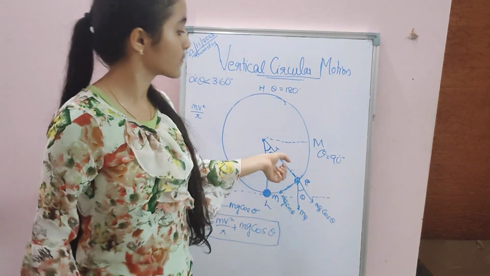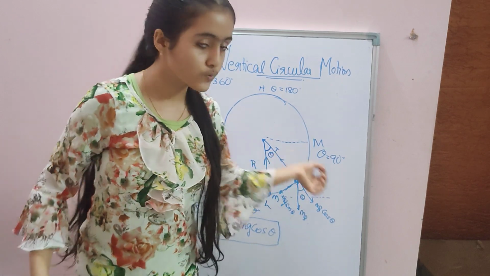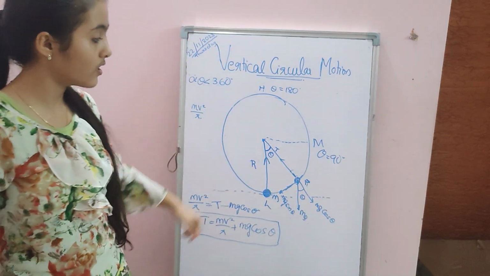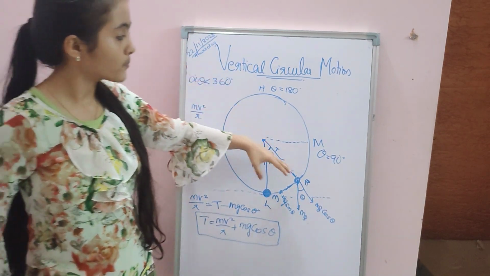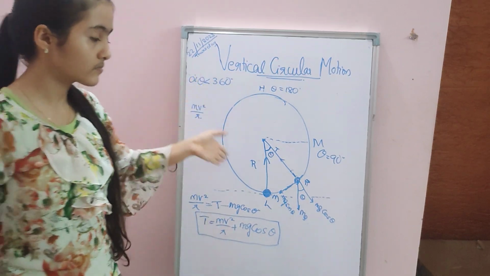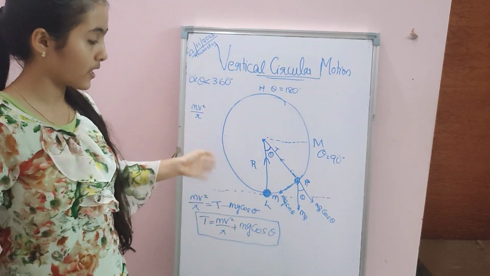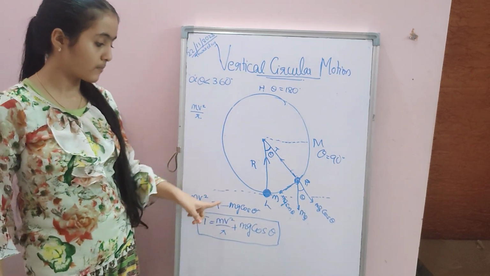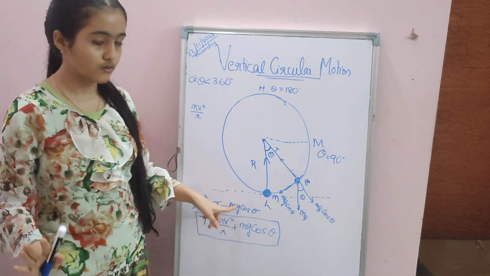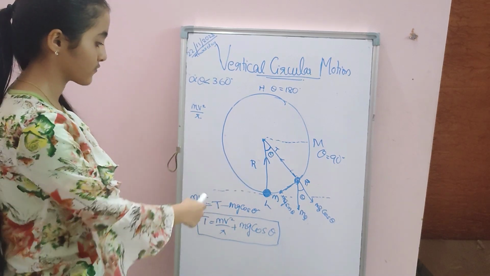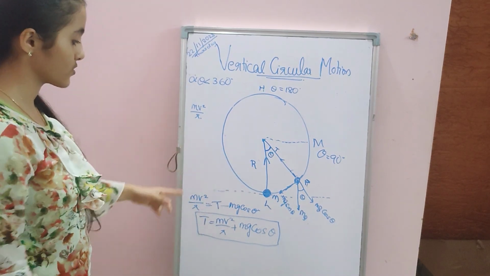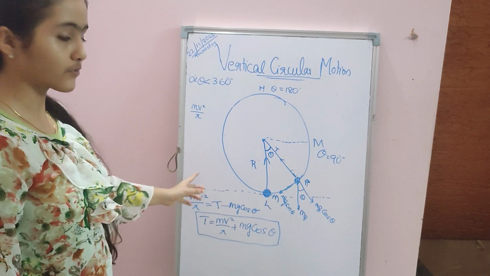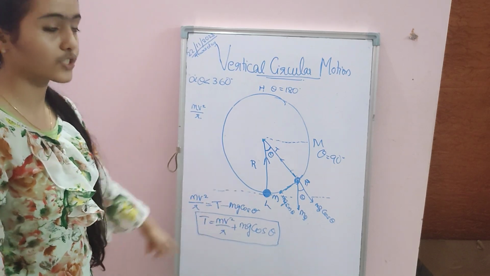This mg cos theta is pulling the bob downwards, but the bob needs to continue its circular path. So for that, only the tension is helping it. Tension is helping, mg cos theta is not helping, so we are subtracting it from tension. Rearranging, we will get the tension's equation as this.